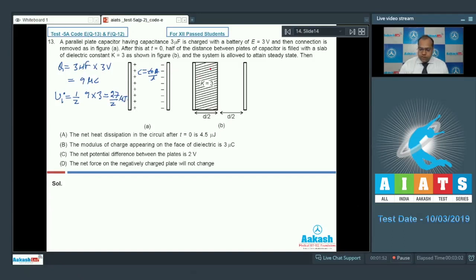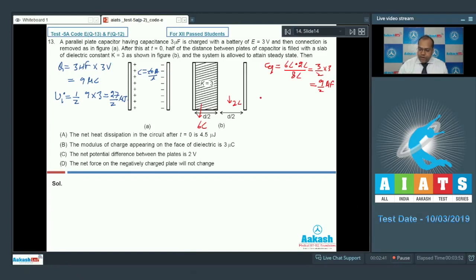Now in the second situation, when a dielectric slab is introduced, the C equivalent is as follows. The capacitance of this capacitor becomes K into epsilon 0 A divided by D by 2. So it becomes 6C, and the capacitance of this segment becomes 2C. So the equivalent can be written as 6C into 2C divided by 8C. On solving, it comes out to be 3 by 2 C, and the value of C is 3 microfarad. So it comes out to be 9 by 2 microfarad.